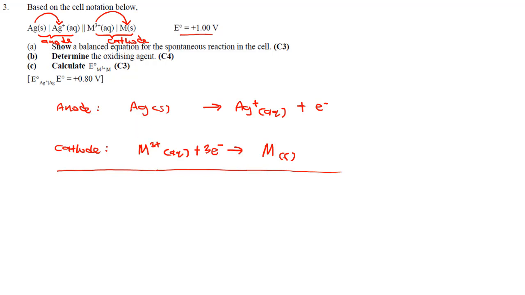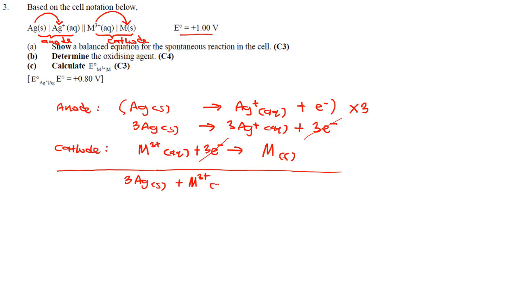Cathode ada 3 elektron, anode ada 1 elektron. So what we have to do, we have to multiply by 3. So 3 silver, dapat 3 silver ion plus 3 elektron. So bila bilangan elektron tu dah balance on opposite side, kita boleh cancel, and then we just combine the equation. Apa yang dekat sebelah reactant, kita tulis dekat sebelah reactant. Apa yang dekat sebelah produk, kita tulis dekat sebelah produk.